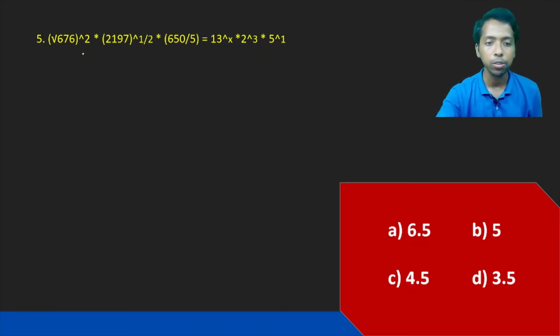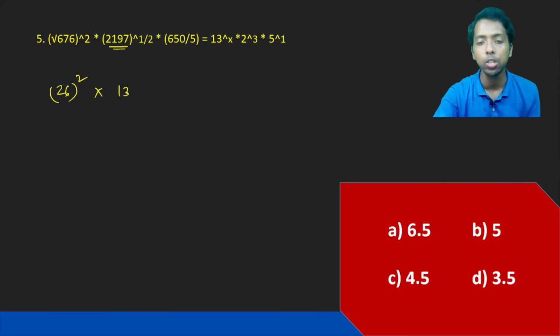And here's question number 5. See, square root of 676 to the power square. That means square root of 676, that is 26. 26 to the power square, again giving the same thing. So, multiplied by 2197. This is 13 cube. See, as soon as I see the number, I can readily understand that this is 13 cube. This kind of mentality you should develop. You should not be thinking about whether 2197 is the cube or square of some number. No, you have to remember these numbers very, very smartly. So this is 13 cube, and to the power half.